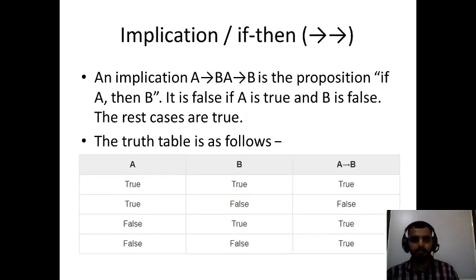Okay. Now the next one is implication. An implication A implies B is a proposition: if A then B. If A is true and B is false, then the outcome will be false.